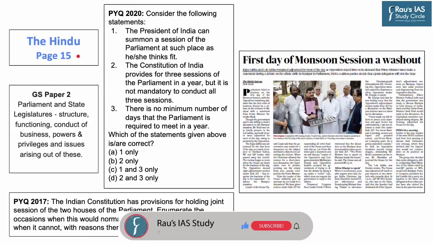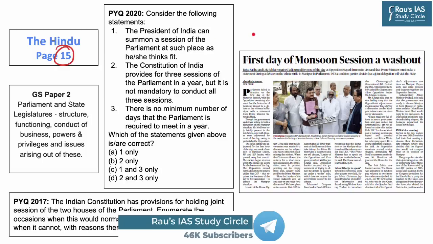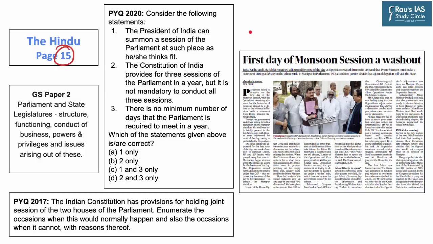Now starting off our today's discussion with the first article of the day, which appeared on page 15 of today's Hindu newspaper. This article reports that the Rajya Sabha and the Lok Sabha remained adjourned for most of the day yesterday because the opposition wanted a debate on the violence in Manipur. Hence the functioning of the Parliament on the first day of monsoon session was affected.